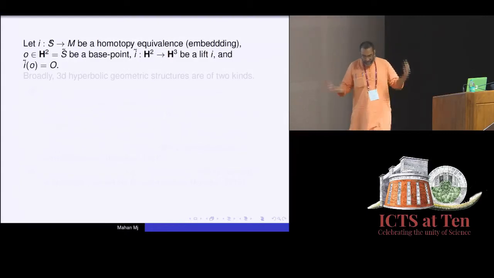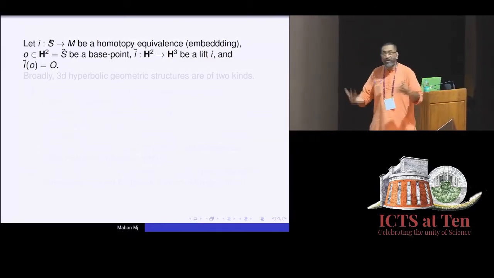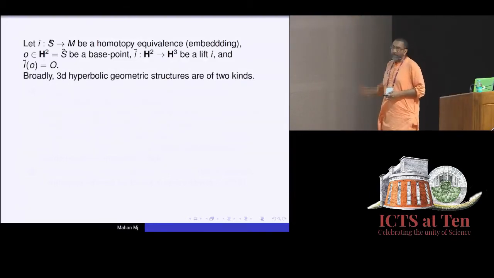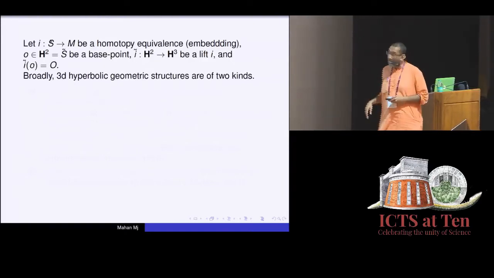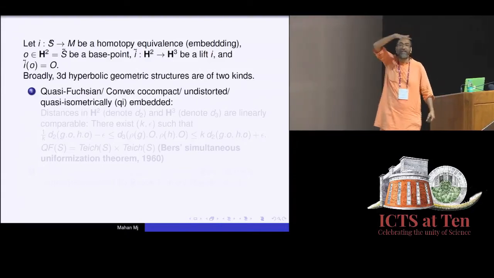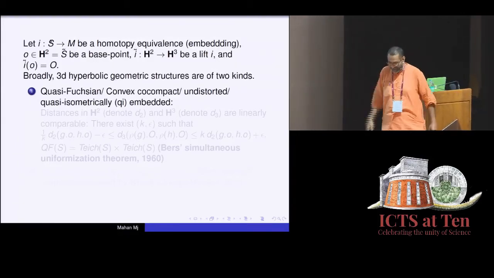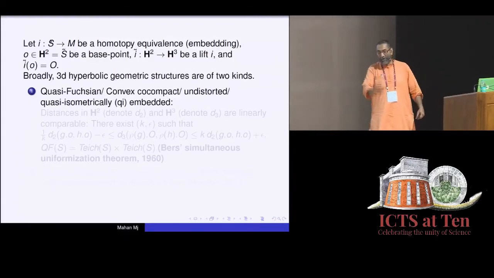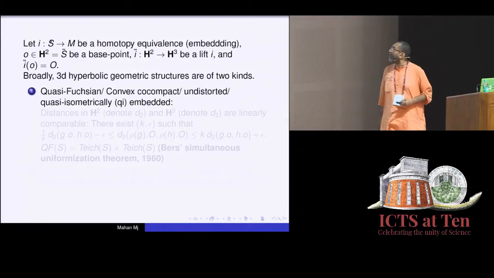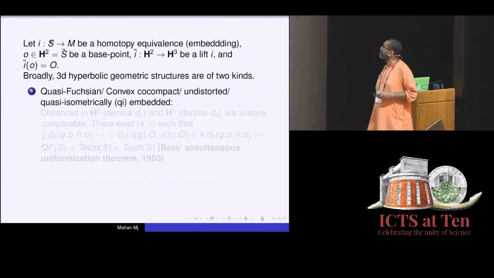If we try to understand the analog of Teichmuller theory in 3 dimensions, it turns out that new phenomena actually happen. So 3-dimensional hyperbolic structures on this surface cross R are broadly of 2 kinds. First, quasi-Fuchsian. Fuchsian groups are essentially the groups in 2 dimensions, H2 mod discrete groups, and these were discovered by Poincaré and Klein. They have a bunch of names depending on what perspective you look at them from. These are quasi-Fuchsian groups, or undistorted groups, or convex cocompact groups, or QI-embedded groups.